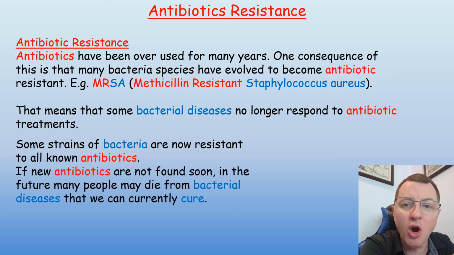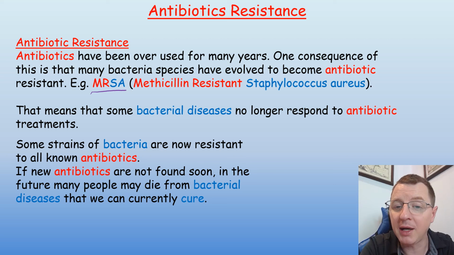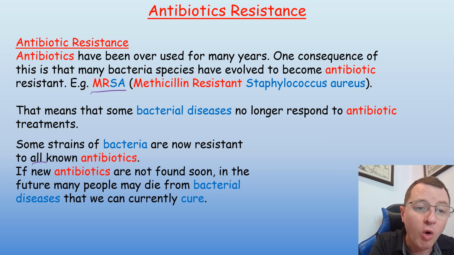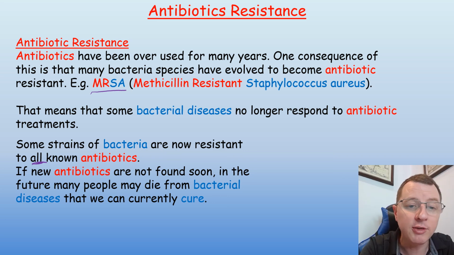So antibiotics have been overused for many years, and as I've already said, one consequence is that many bacterial species have evolved to become resistant to antibiotics, and the main example of that is MRSA, methicillin resistant Staphylococcus aureus. This means that some bacterial diseases no longer respond to antibiotic treatments. Some strains of bacteria are now resistant to all known antibiotics, and if new antibiotics are not found soon, in the future many people may die from bacterial diseases that we can currently cure today.